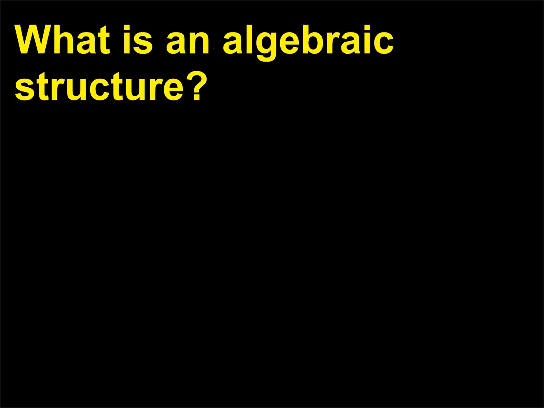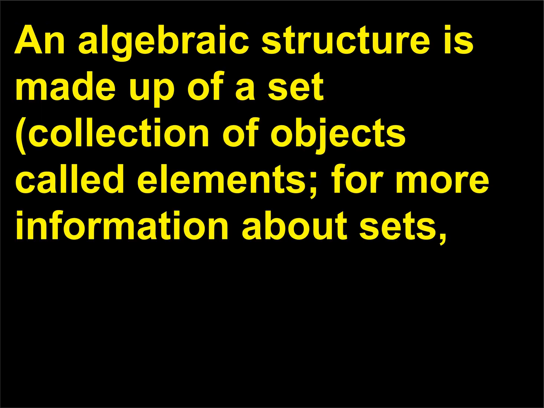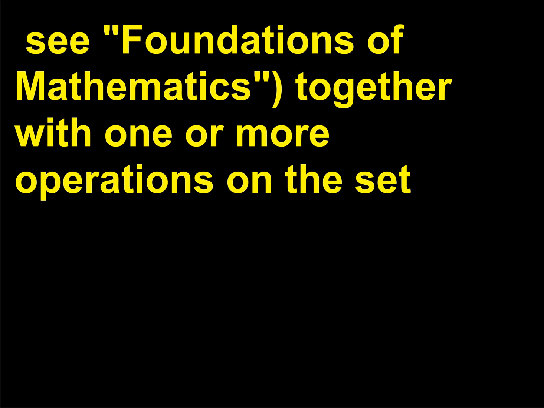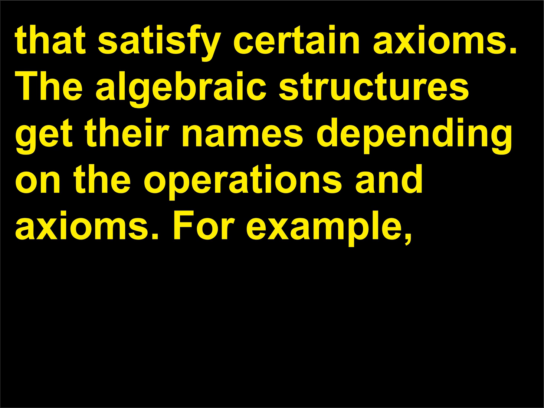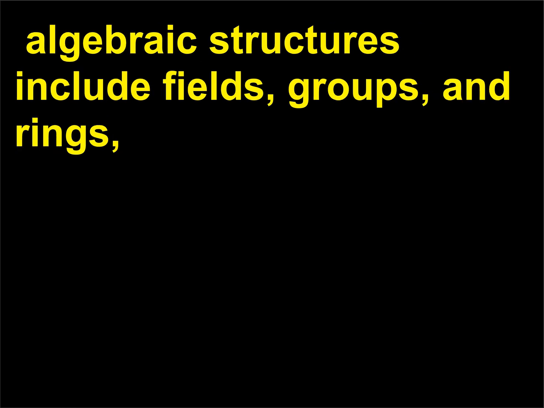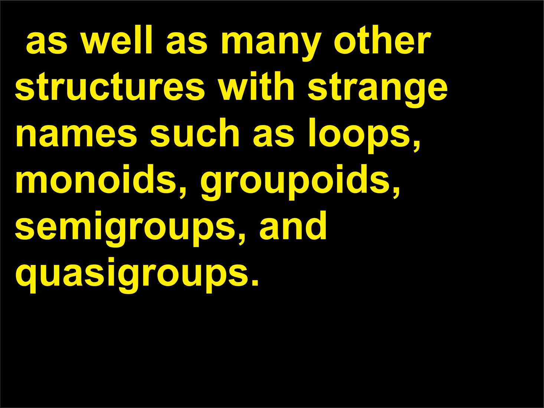What is an algebraic structure? An algebraic structure is made up of a set, a collection of objects called elements. For more information about sets, see Foundations of Mathematics. It is made up together with one or more operations on the set that satisfy certain axioms. The algebraic structures get their names depending on the operations and axioms. For example, algebraic structures include fields, groups, and rings, as well as many other structures with strange names such as loops, monoids, groupoids, semigroups, and quasigroups.